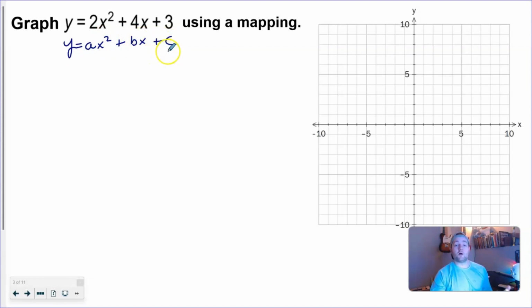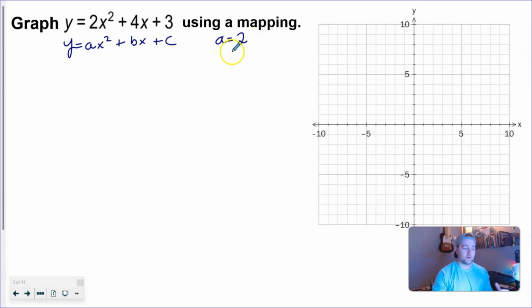In order to do a mapping rule, we need it in transformational form, or really for a quadratic, that is vertex form. So I'm going to change this standard form into vertex form. We already have our a value. Our a value is 2. Now there are a couple of different ways that we can change it into vertex form. You could do completing the square, or what I like to call the easy way, which is to use the axis of symmetry and then plug it back in to get our y-coordinate.